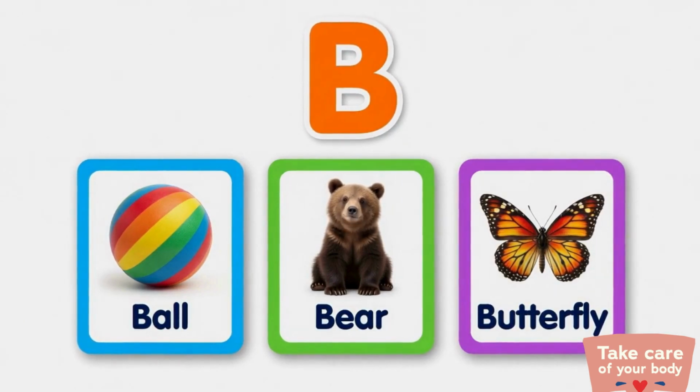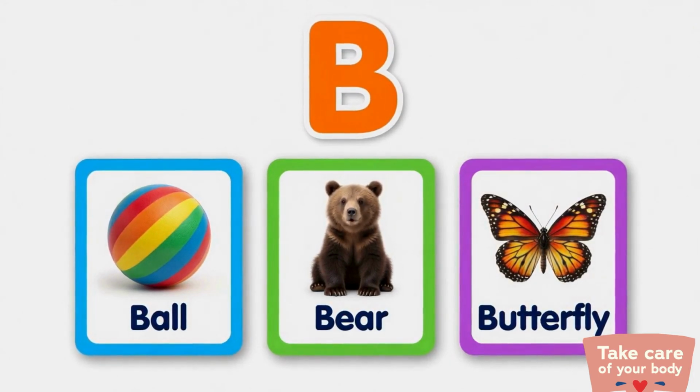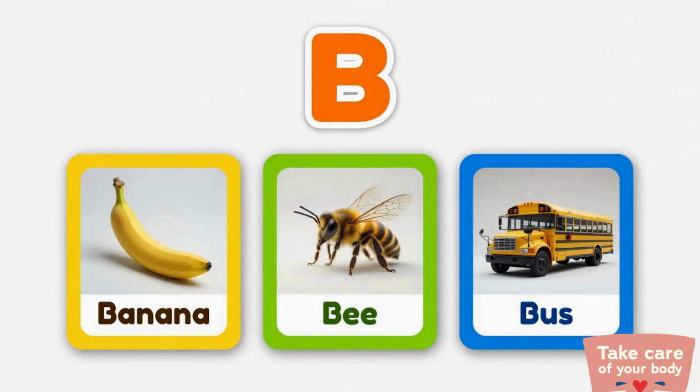This is the letter B. B is for ball. B is for bear. B is for butterfly. B is for banana. B is for bee. B is for bus.